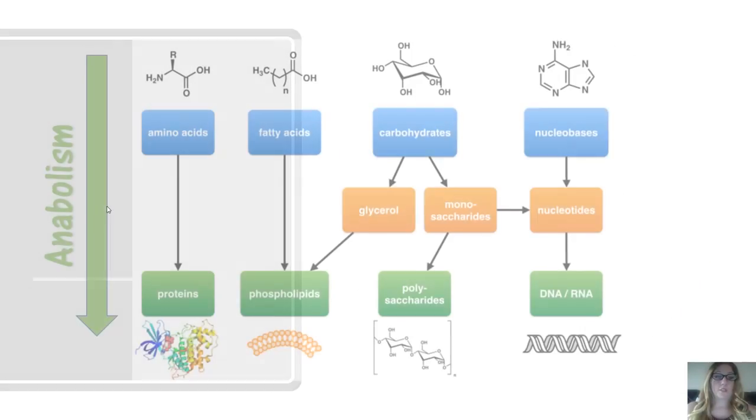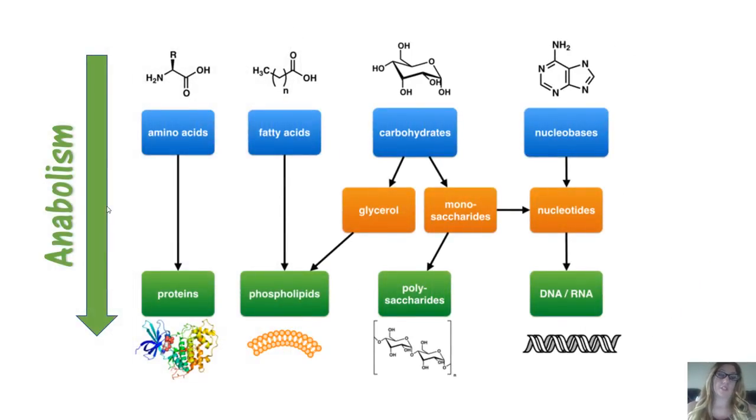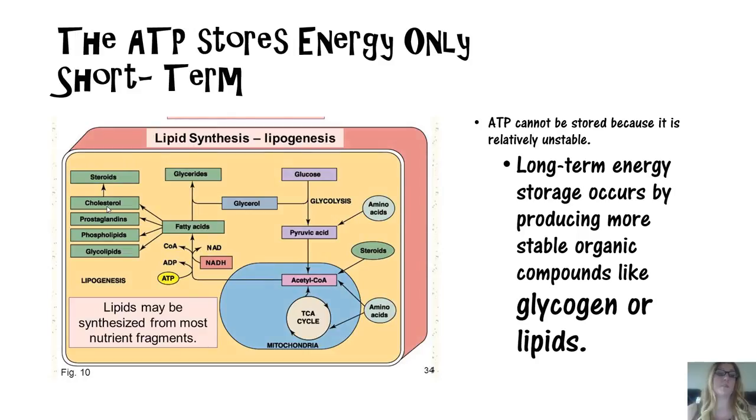All right. So let's just talk about some anabolic reactions for a moment. Let's talk about how we build things when we need them. Cells are always in need of repair. Cells are in need of replacement. Sometimes we need to store energy long term. When we make ATP, ATP does not hang out forever. That high energy bond that we love so much to use for energy in ATP doesn't hang out forever. So it's short lived. If we want to have energy long term, we need to store it in a stable form. Those stable forms are glycogen or lipids.